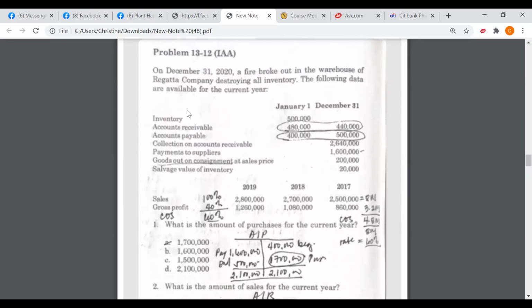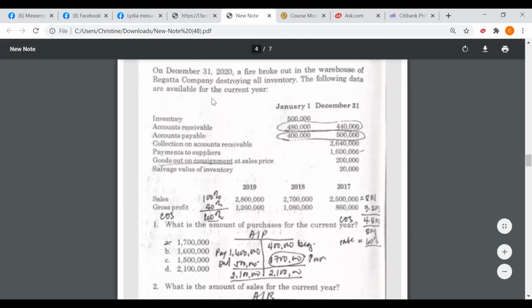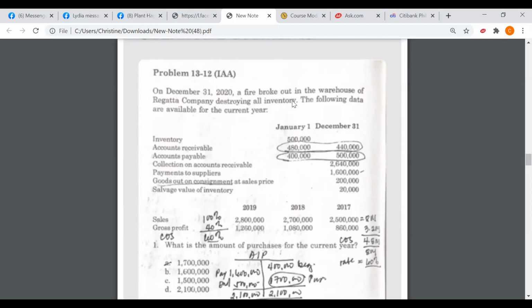So we are given the information. On December 31, 2020, a fire broke out in the warehouse of Regatta Company, destroying all inventory. The following data are available for the current year. So we have the inventory beginning. We are looking for the ending. That's why there's no amount. The receivable, debit and credit, these are provided for us to compute our sales. Accounts payable, debit and credit are also provided for us to compute for our purchases.